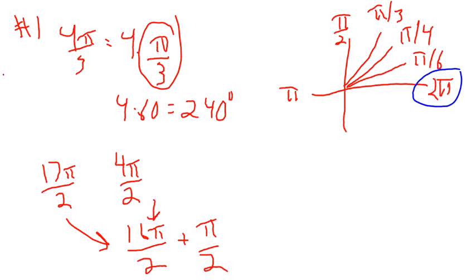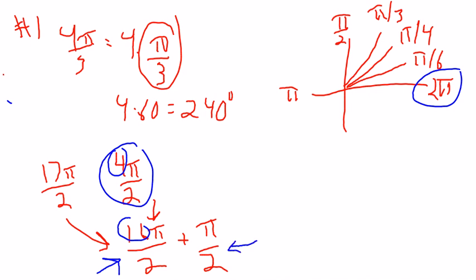This here is 4 of these, because 4 times 4 is 16. So I've got 4 rotations plus 90 degrees. So this is the 4 rotations, this is 90 degrees.